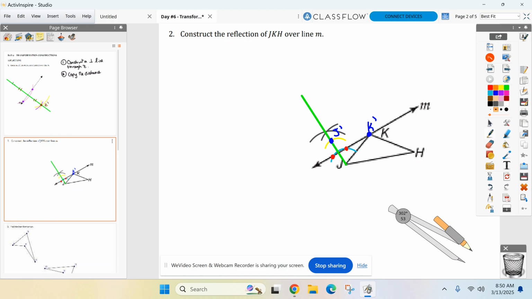Good. Once you guys find H prime, make your triangle now. All right, because remember, we're not just flipping the points over, we're flipping the whole triangle over. So once you guys find those points, make your triangle.